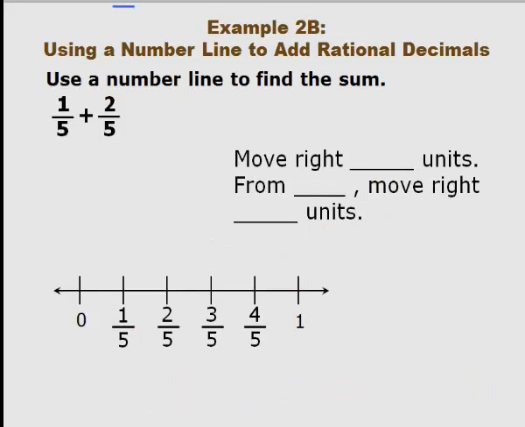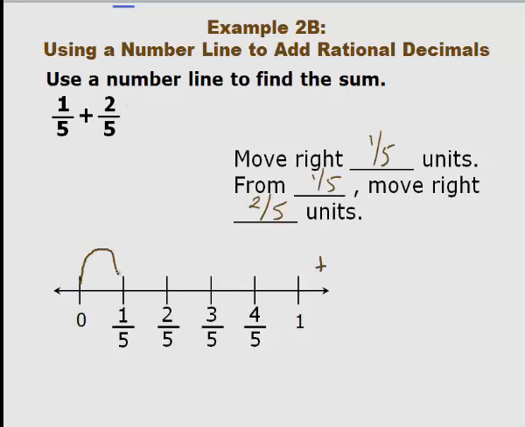Let's look at example 2b. In this case, we're looking at fractions, and we're going to use the number line. And we're going to move right 1/5 of a unit. And from the 1/5 of the unit, we're going to move right again another 2/5. 1/5 plus, positive direction, move right again 2/5.